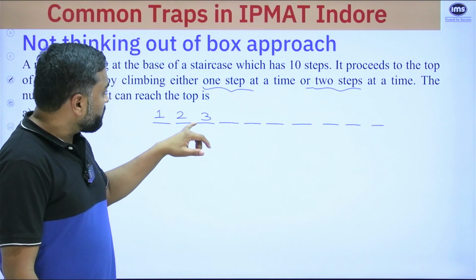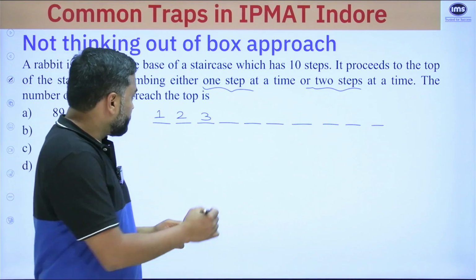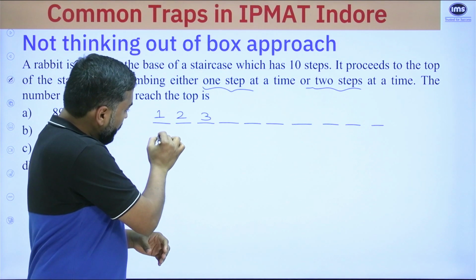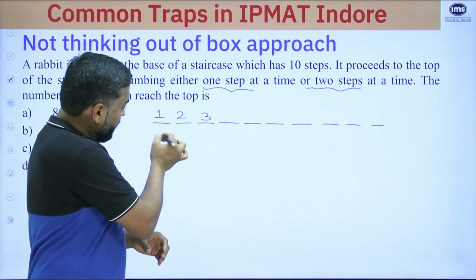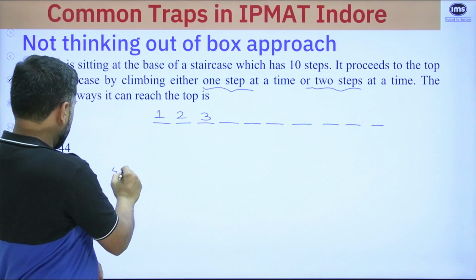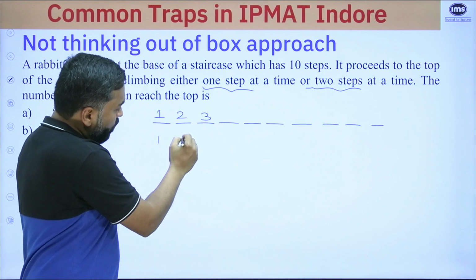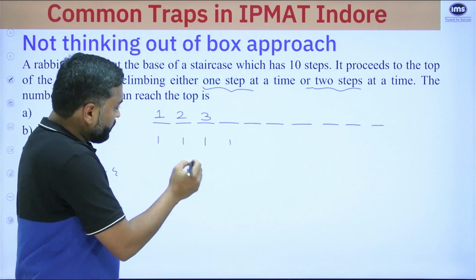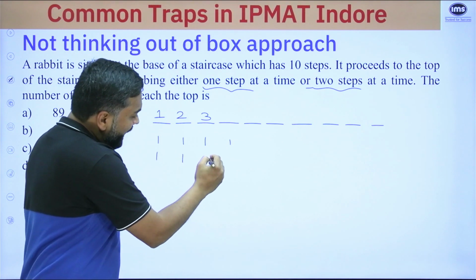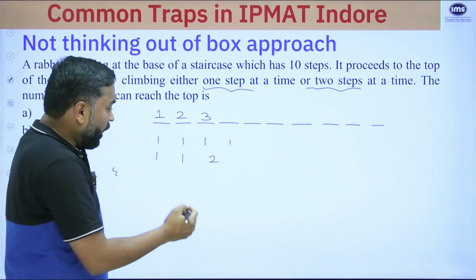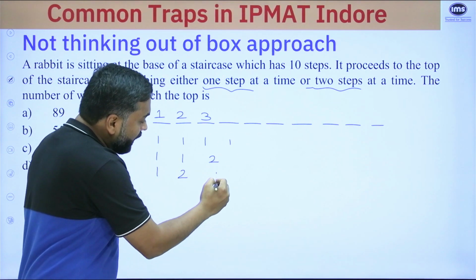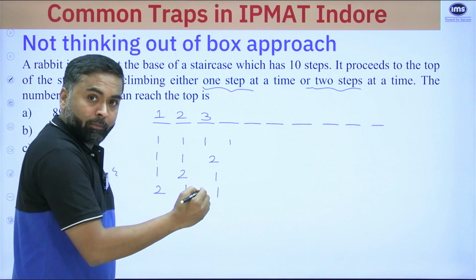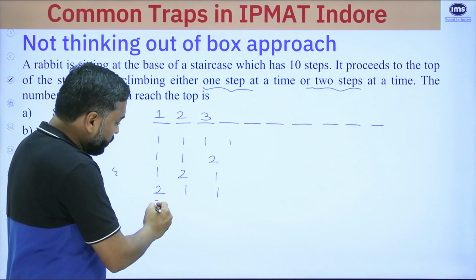Okay. Now let's see what happens on the fourth step. It is one way here: one, one, and one. So this is one way. Another way is one, one, and then directly two steps. Or you can take one step, two steps, and then one step. Or first take two steps, then one step, and then one step. Or the possibility is two steps and two steps.